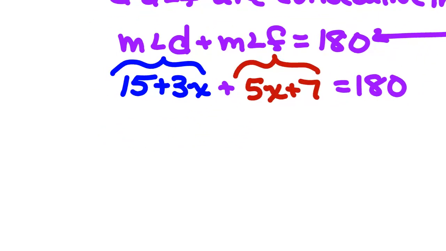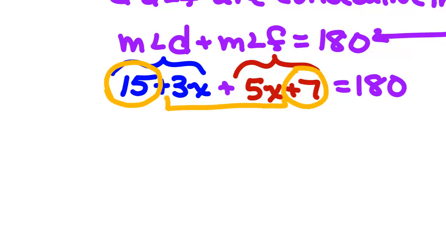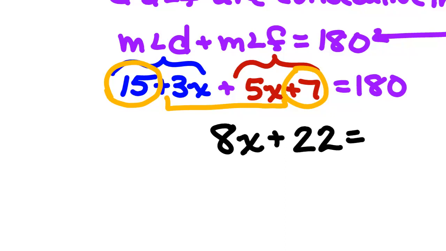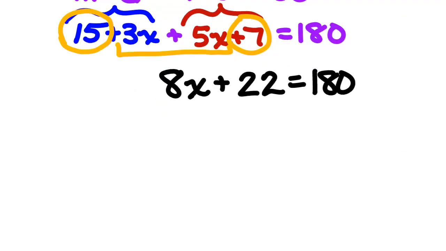Add like terms. What are the like terms that we should combine here? I have 15 plus 7, and I have 3x plus 5x. What is 3x plus 5x? 8x. What is 15 plus 7? 22. So 8x plus 22 equals 180. What do I do after that?